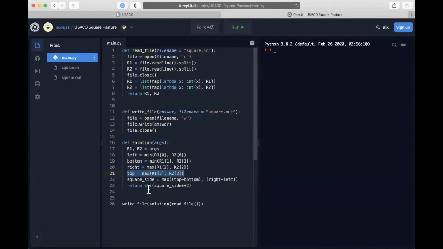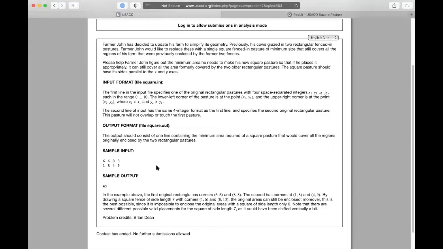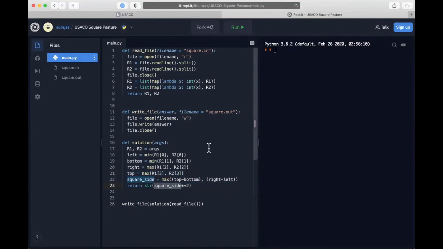After we finish that, we don't output the square side. We actually have to square it, because the problem says to output the minimum area required of the square pasture. So we're not outputting the side, we're outputting the area. The area of a square is just the side length squared.